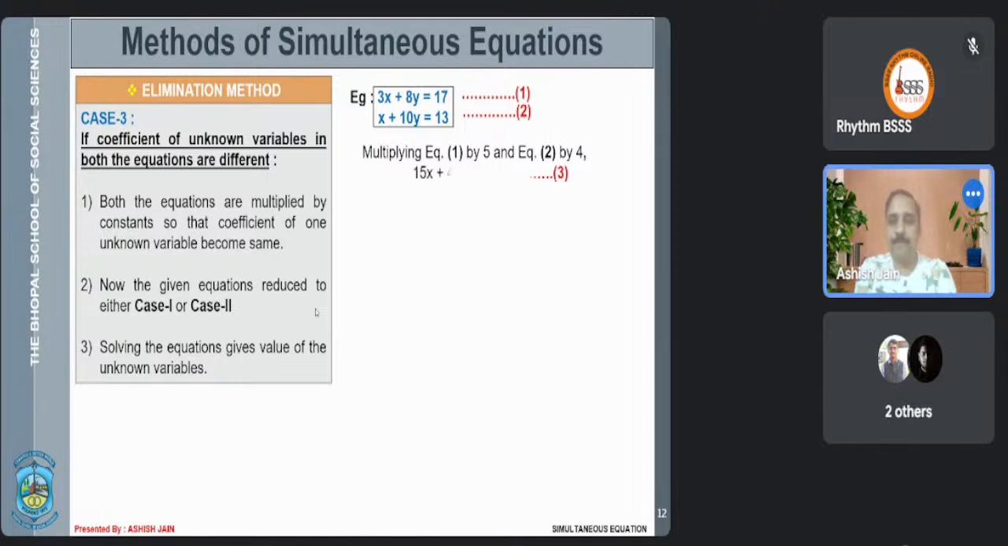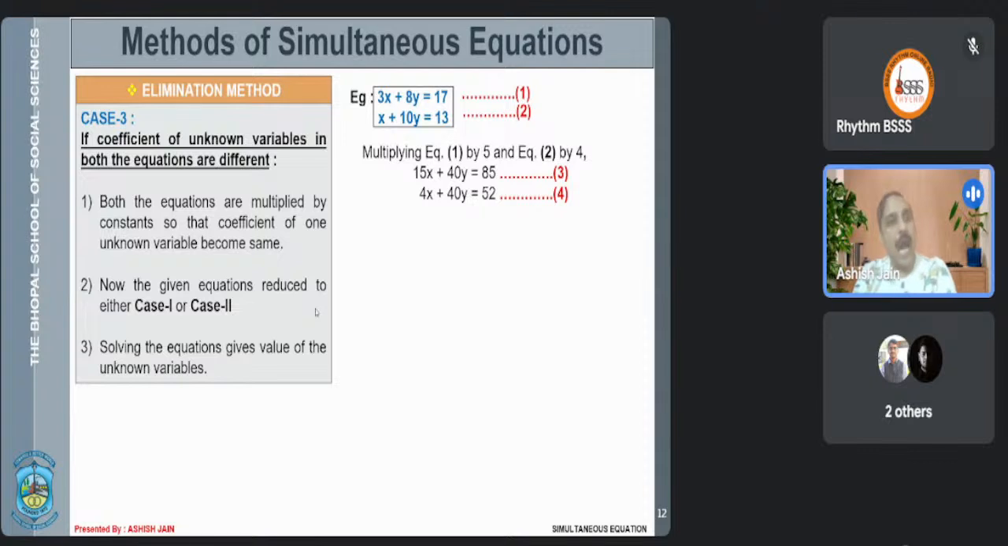So we have 15x plus, multiplication means I have to multiply on both the sides, left hand side as well as right hand side. So it is 15x plus 40y is equal to 17 5s are 85, and multiplying by 4 with equation number 2. So it's 4x plus 40y is equal to 13 4s are 52. Mark them as equation number 3 and 4.